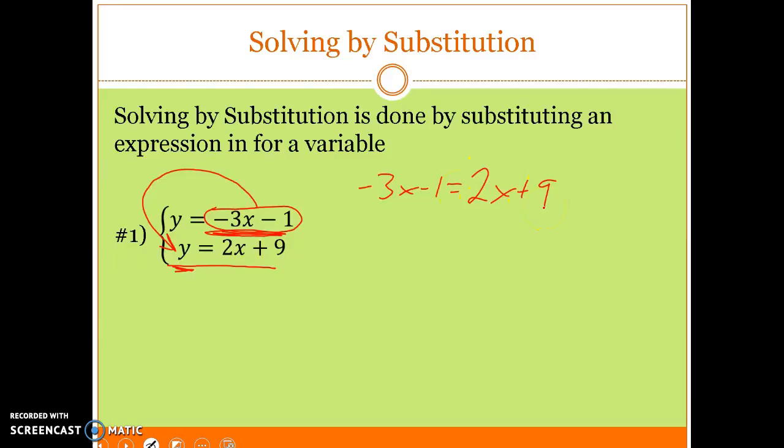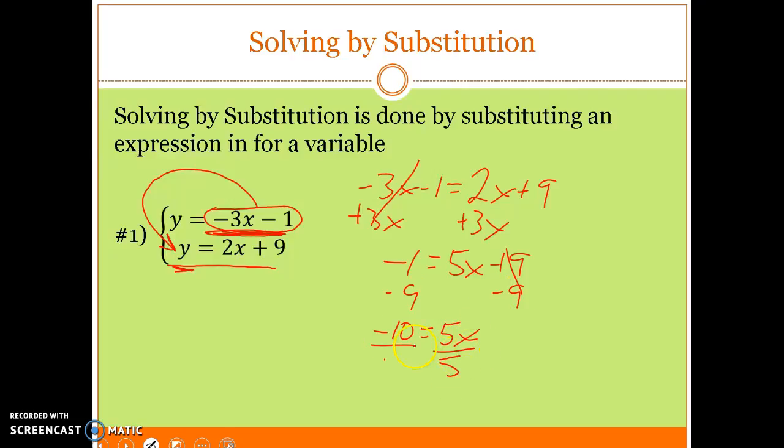And so now I'm going to add 3x to both sides. And so I'll have negative 1 is equal to 2x plus 3x, which is 5x plus 9. If I subtract 9 from both sides, then this is going to be negative 10 equals 5x. And if I divide both sides by 5, then I will have x equals negative 2.